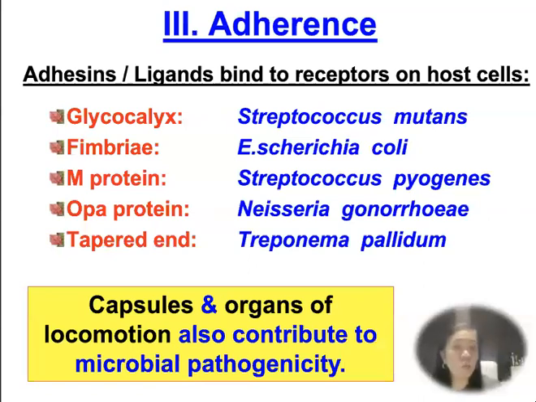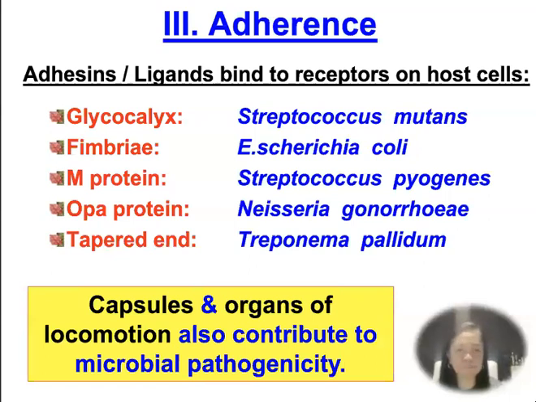Okay? And then OPA protein, which is responsible for opacity ng colonies ng organism. Okay? Yung pagiging intact ng colonies ng organism. So this is common in Neisseria gonorrhoeae, and yung tapered ends. Okay? Tapered ends ng spirochete like kay Treponema pallidum, sa spirochetes, no? They have tapered ends which would allow them to hook themselves sa mga membranes. Okay?